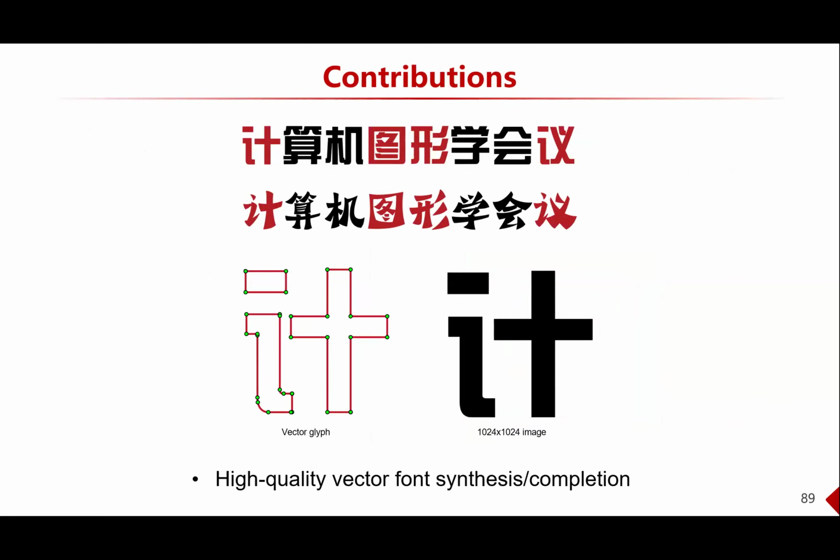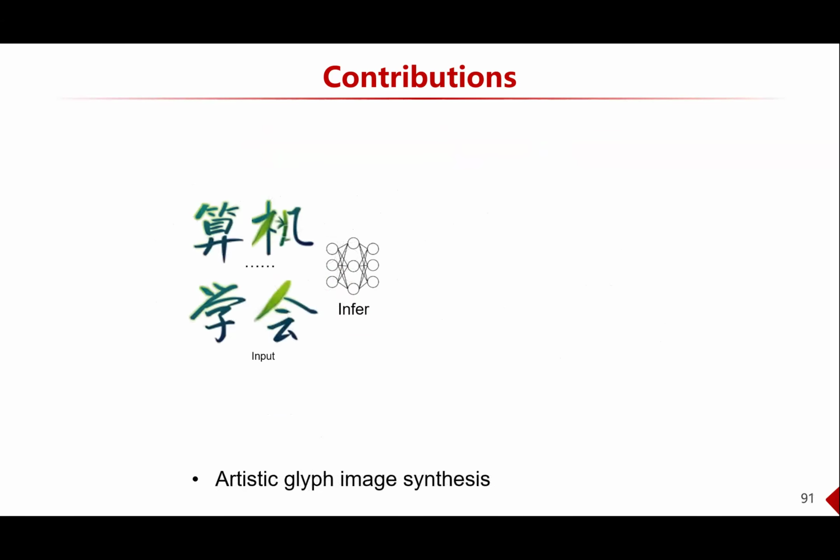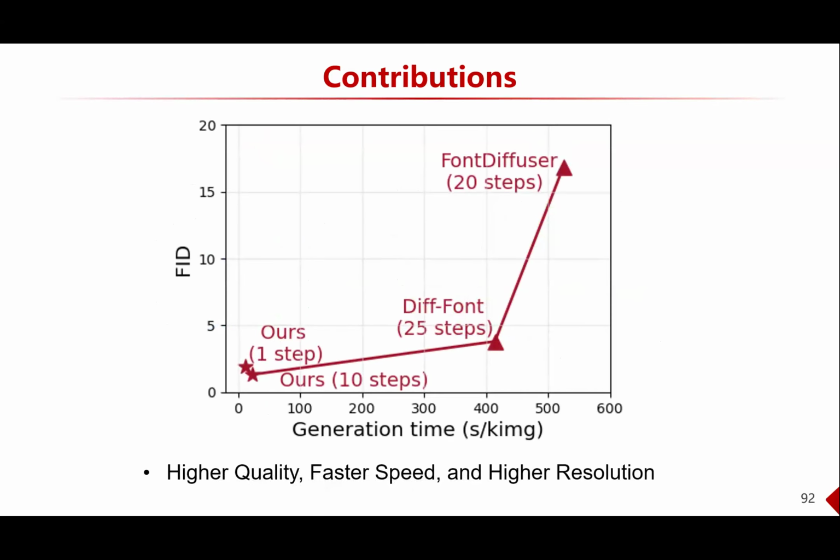The proposed method handles few-shot Chinese form synthesis with higher resolution, higher quality, and faster speed. Taking a subset of the characters in the desired style as input, our method can output high fidelity, high resolution GIF images of the remaining characters, which can then be vectorized into high quality vector forms. The proposed method can be used for few-shot personalized form generation and also artistic GIF image synthesis, with higher quality, faster speed and higher resolution compared to existing methods, especially diffusion-based models.